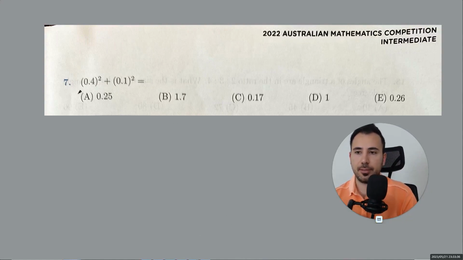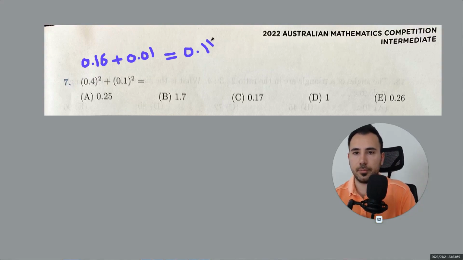So question 7. Okay, 0.4 squared is going to be 0.16 plus, okay, this squared is 0.01. Okay, we add them. 0.17. Okay, it's going to be C.